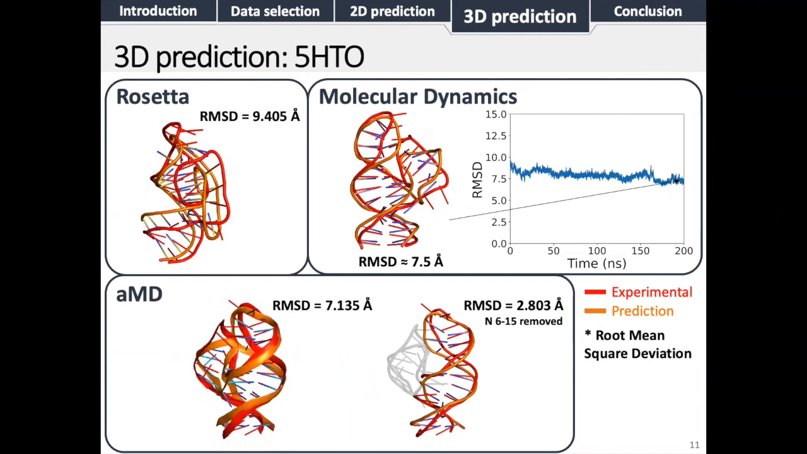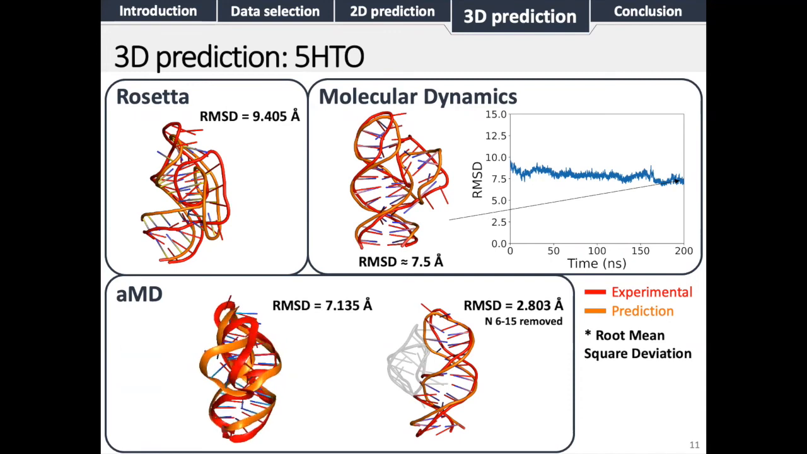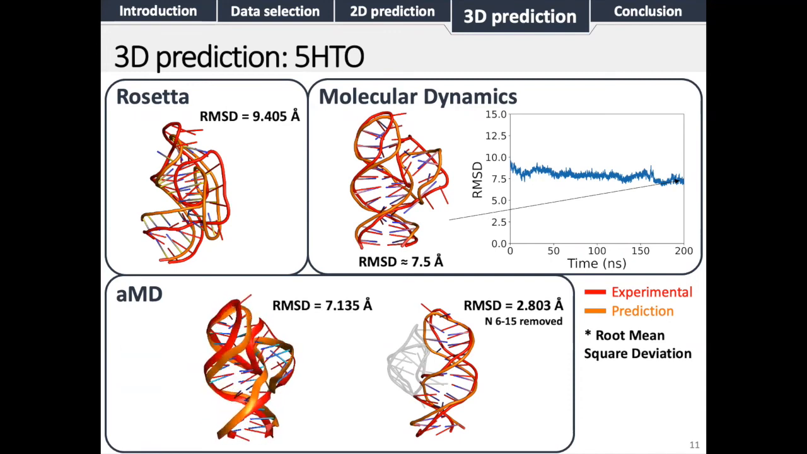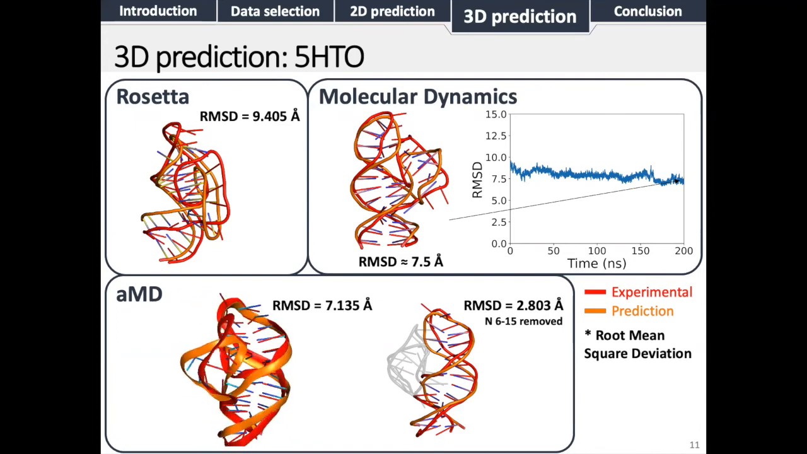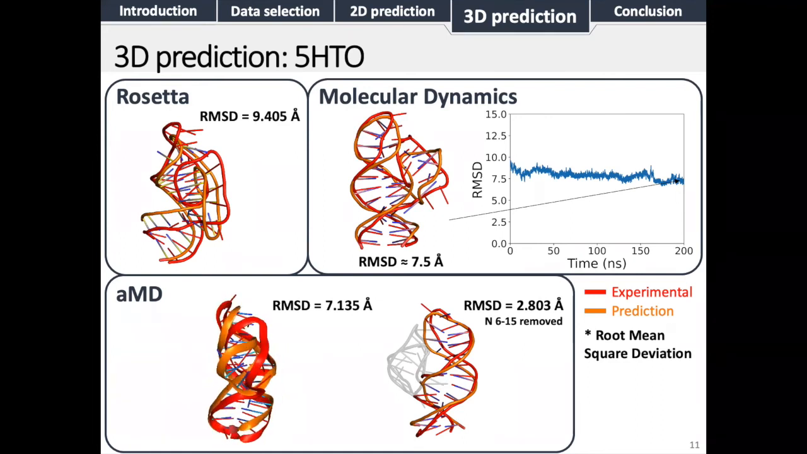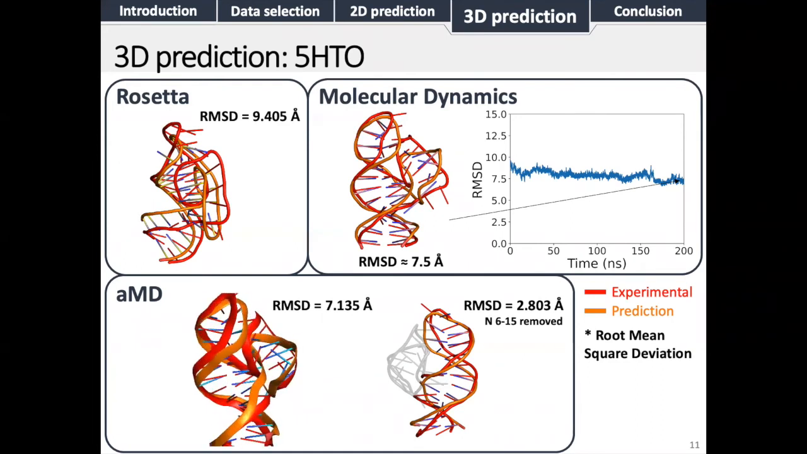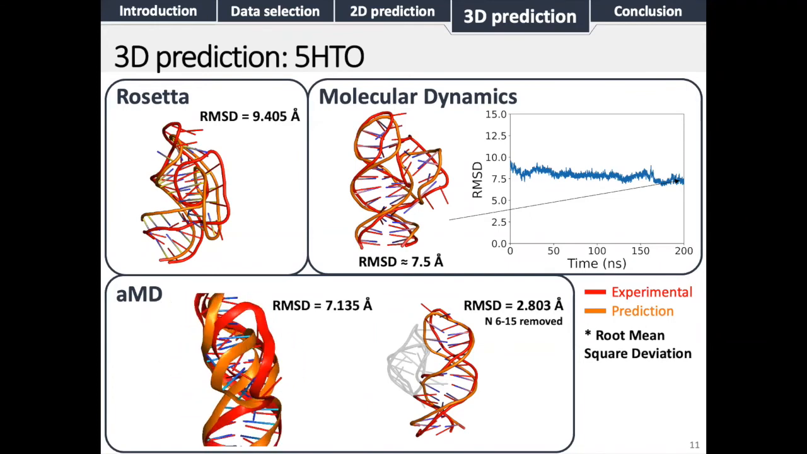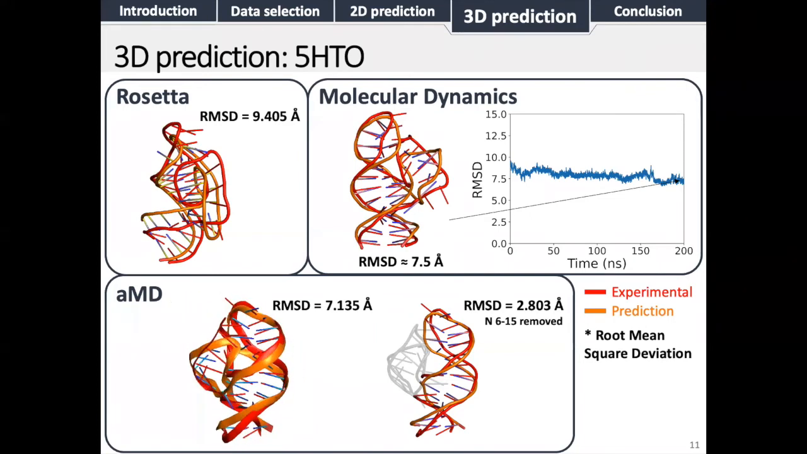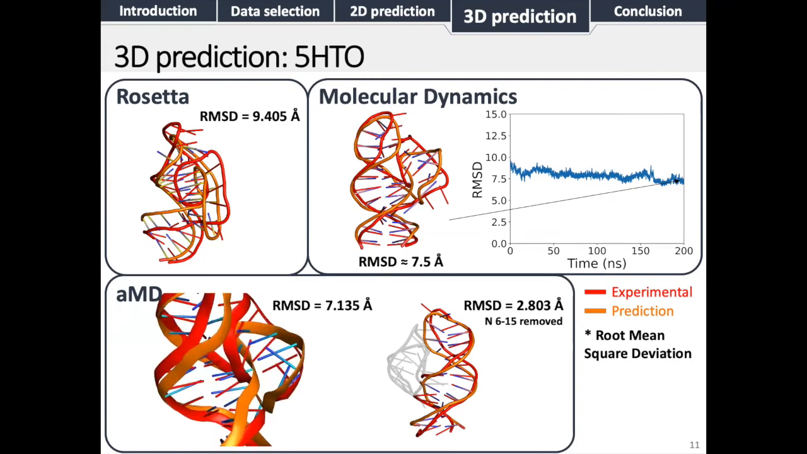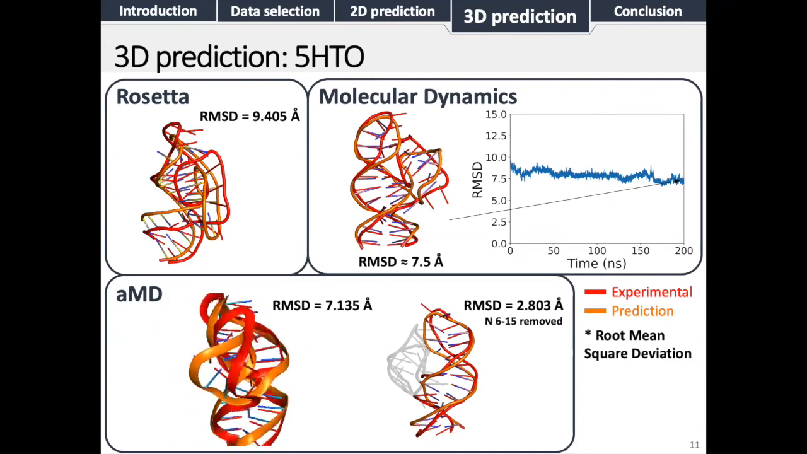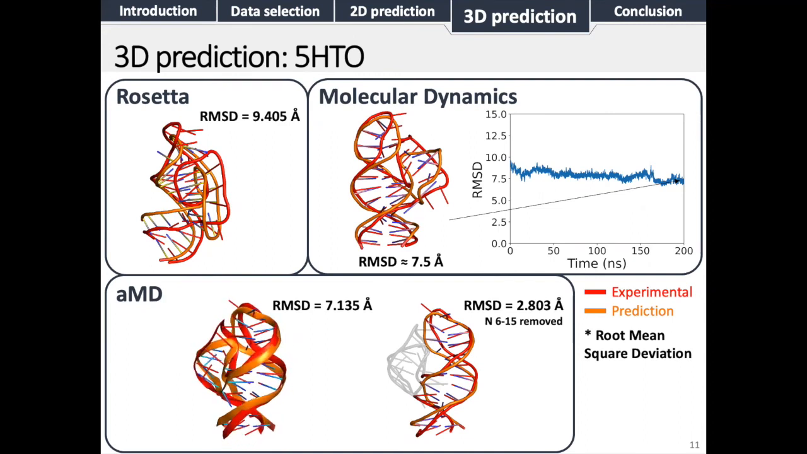And if we remove this part from the RMSD calculation, which involves nucleotides 6 to 15, we have a better fitting and also a good RMSD value of 2.8 again, which is really good. But this means that we have only 70% of the structure which is greatly aligned with the experimental one. But this is quite good actually, because 70% of the structure is correctly predicted.